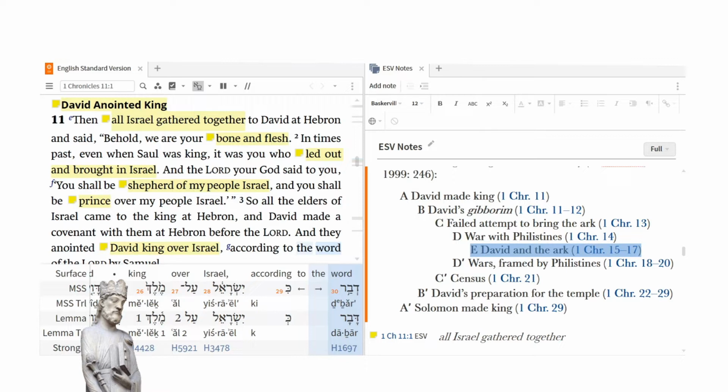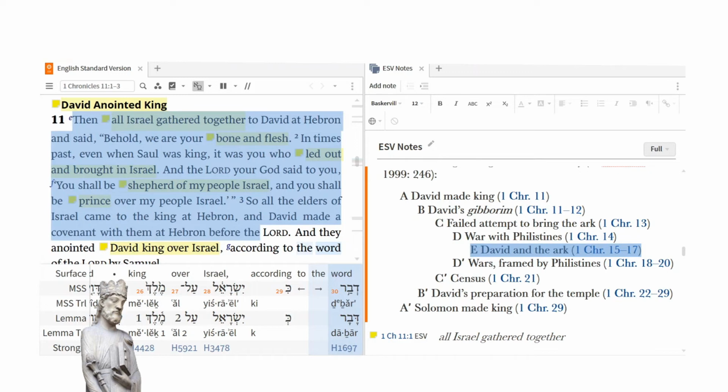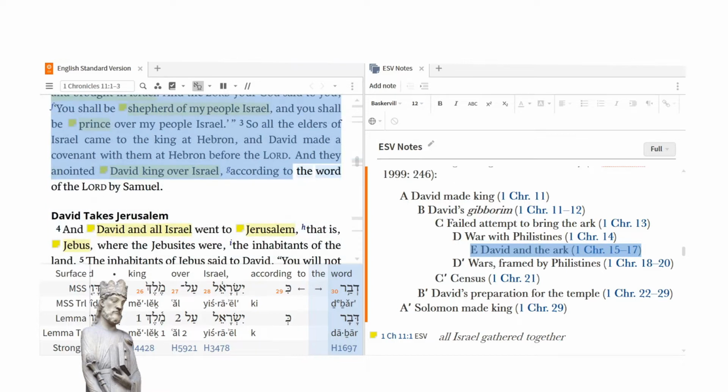So let's just begin. "Then all Israel gathered together to David at Hebron and said, 'Behold, we are your bone and flesh. In times past, even when Saul was king, it was you who led out and brought in Israel. And the Lord your God said to you, You shall be shepherd of my people Israel, and you shall be prince over my people Israel.' So all the elders of Israel came to the king at Hebron, and David made a covenant with them at Hebron before the Lord. And they anointed David king over Israel, according to the word of the Lord by Samuel."